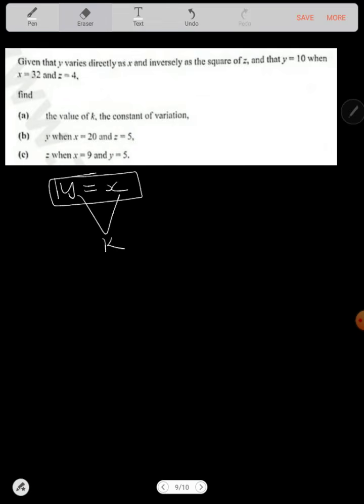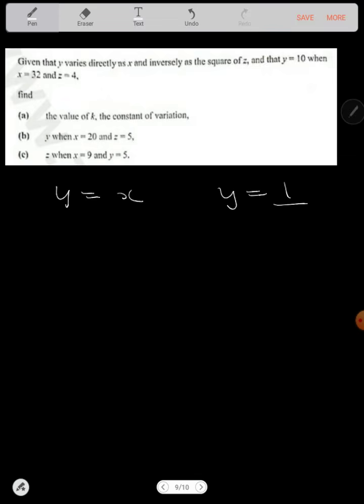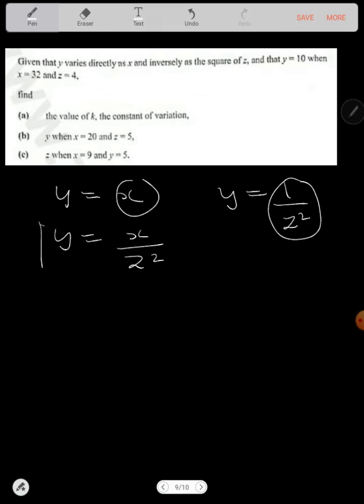So in this case, we have y varying direct as x. This is what it means to vary direct. To vary inversely means y is equal to 1 over z squared. Now we need to combine this. When you multiply this with x, you have y is equal to x over z squared. This is what it means for y to vary direct to x and inversely as the square of z.